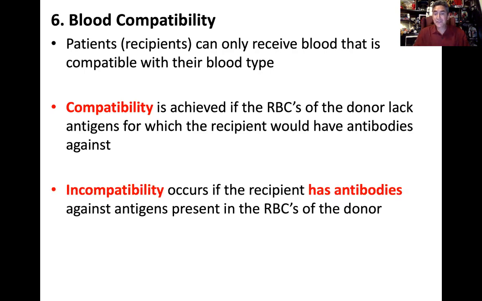Incompatibility occurs if the recipient has the antibodies against the antigen present in the red blood cells of the donor. Okay, so again, you cannot receive blood for which you have antibodies against. If you receive that blood, your body will mount an immune response and will destroy the blood cells that have been transfused into the body.